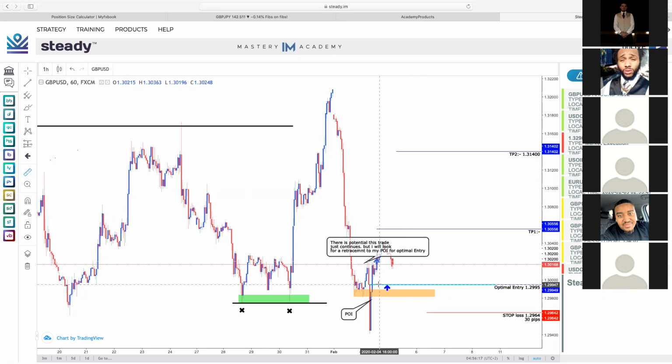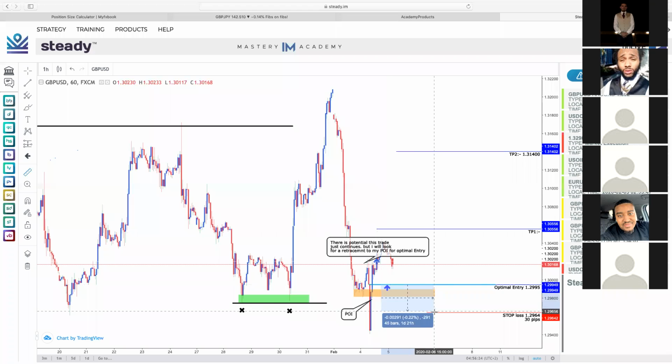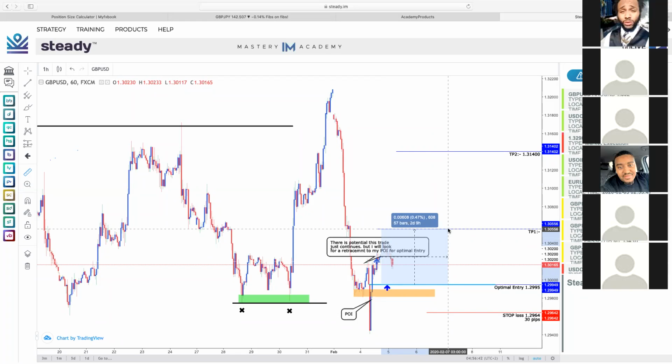Now check this out. Let's say I took a trade in this zone right here, in this optimal entry zone. Now look at the stop loss. Stop loss is 30 pips. Yeah, Steady looking nice, okay? That's smart money. But look, TP1 is 60 pips. Now, here's the thing. This trade right here, for me, it's a 1 to 2. TP1 is 60 pips, and I'm risking 30.